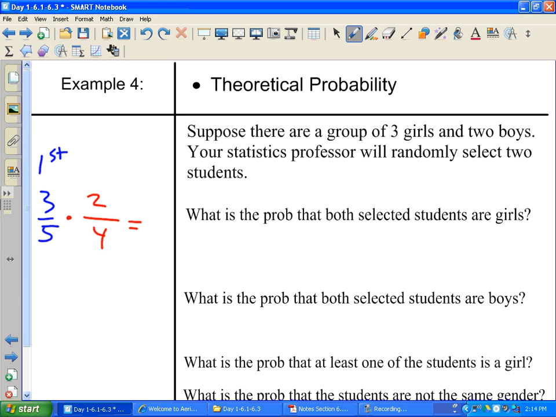So, this gives us, we can simplify within, 3/10.